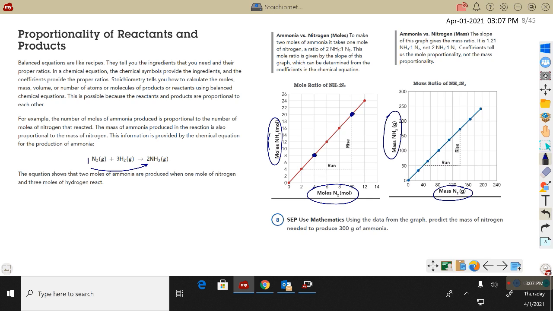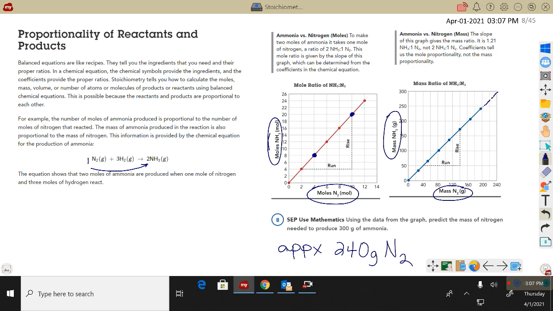So if I were to take this graph and maybe extrapolate it out a little bit, by the time I hit 300 grams of ammonia, it's probably approximately 240 grams of nitrogen. I mean, it's not going to be exact. I'm going to guess that it's probably a little bit more than that. But we'll say, using the graph and the data that we're given, it's probably somewhere around 240 grams.